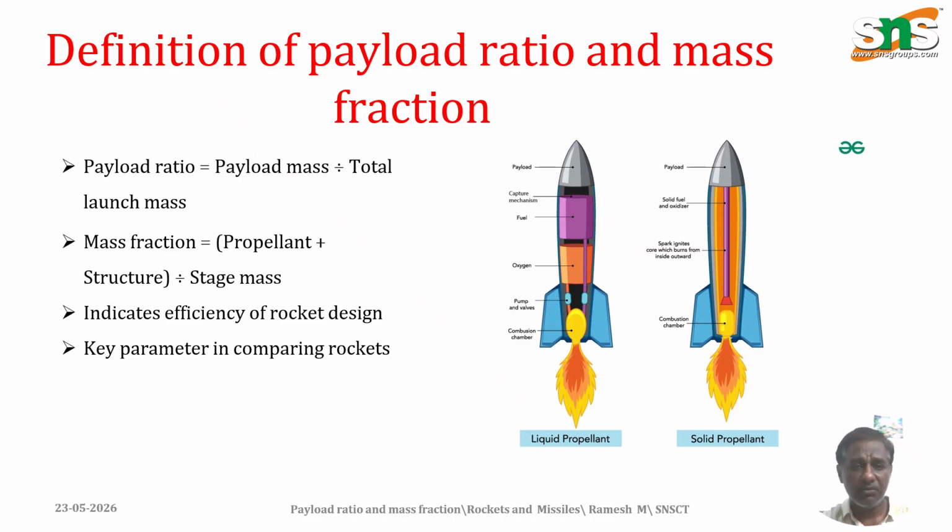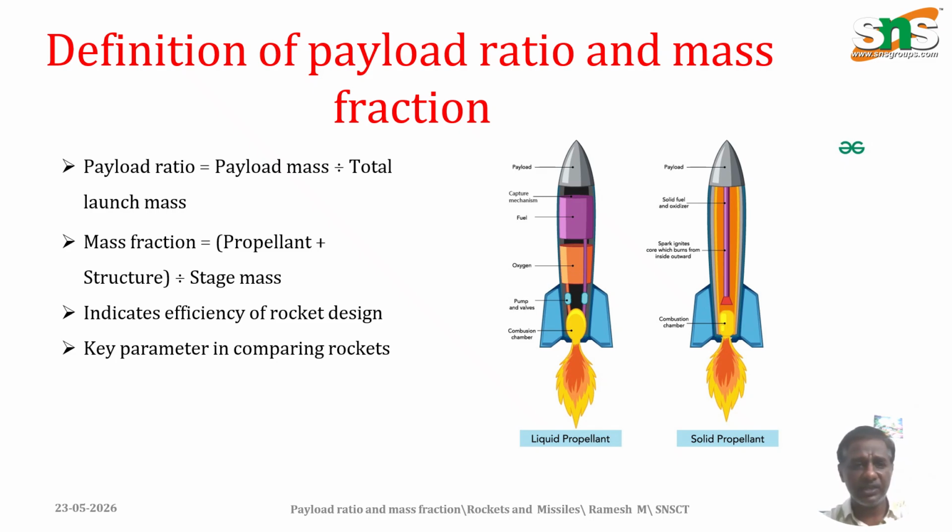Moving on to the mass fraction. Mass fraction in rockets refers to the ratio of the propellant mass to the total initial mass of the rocket. It represents the percentage of the rocket's total weight that consists of fuel and accessories.